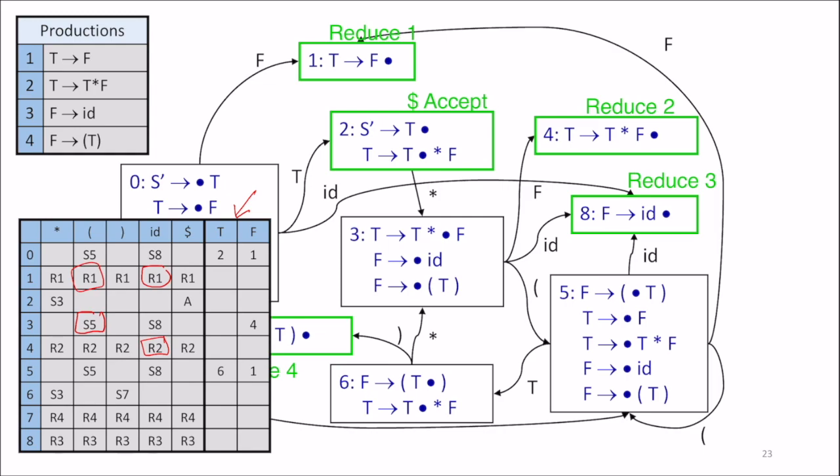The other thing you notice is that some of these entries are empty, and those are the cases which are errors. So if I'm on state 2 and I see an ID, it's a situation that should not arise. If it does arise, it means that the ID is in a location which is not valid according to this grammar. So in any of these empty spots here, you would put some kind of error condition.